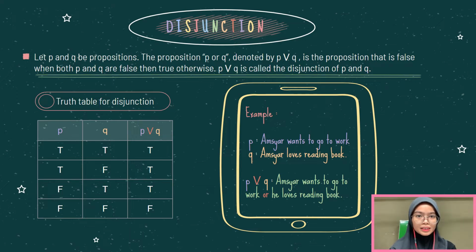Truth table for disjunction: when P is true and Q is true, the truth value of P or Q is true. Same as when P is true and Q is false, or P is false and Q is true, then the truth value of them is true as well. But when both P is false and Q is false, then the truth value of them is false. Example in the form of an English statement for the proposition or: P, Amsha wants to go to work; Q, Amsha loves reading books. Then P or Q will be Amsha wants to go to work or he loves reading books.